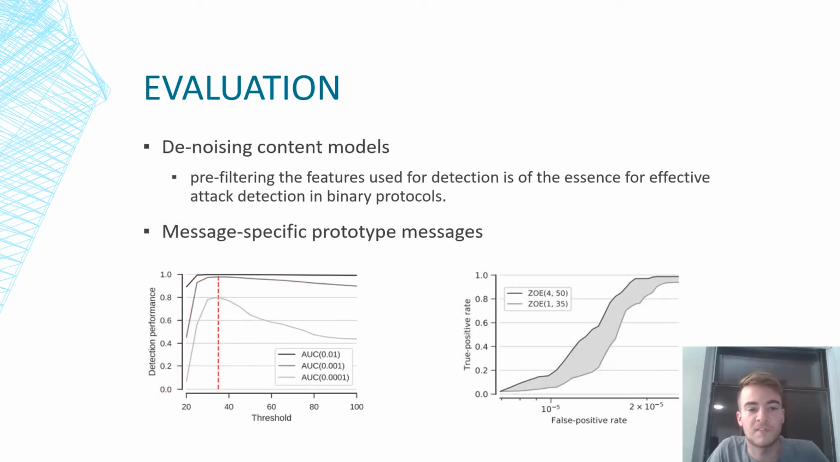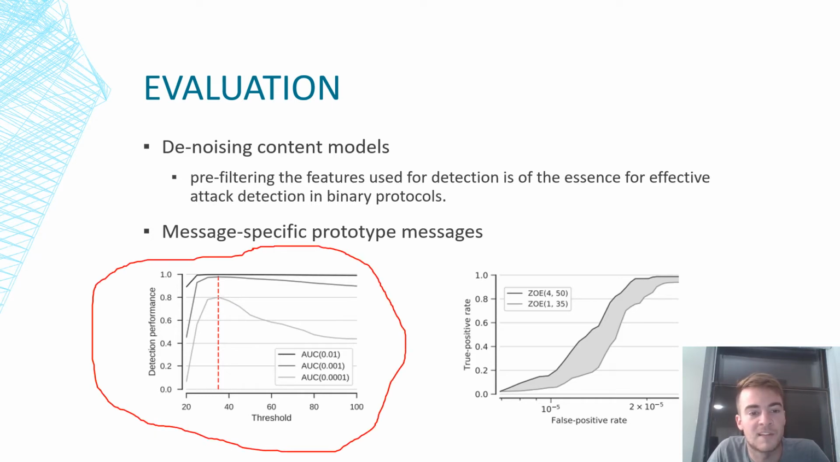So the two cornerstones of ZOE are its capability to produce these message-specific prototype models and also to denoise. And so the authors conducted experiments investigating how the tool does whenever prototype models are used but denoising isn't, and also how it does when only one prototype model is used and denoising is used. So sort of one without the other and vice versa. So this graph right here demonstrates that the denoising is needed and effective.